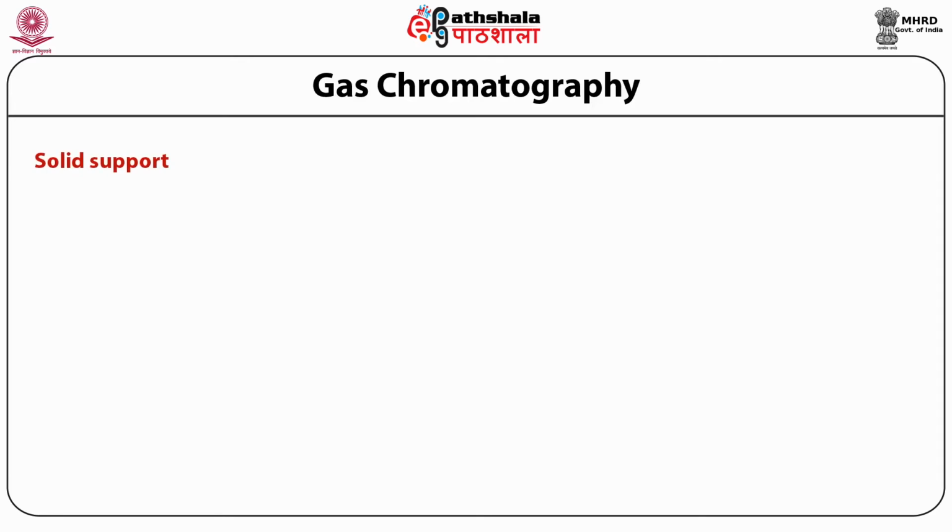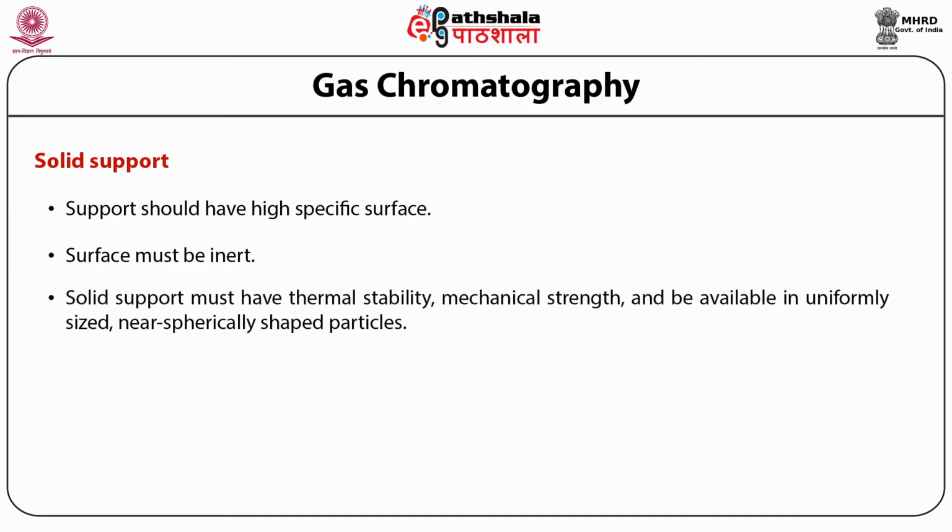The next thing is the solid support on which the liquid is to be coated. The ideal solid support should have a high specific surface, and the surface must be chemically inert, although wettable by the liquid phase, so that the latter will spread in a thin layer of uniform thickness. In addition, the solid support must have thermal stability, mechanical strength, and be available in uniformly sized, near spherically shaped particles. The most commonly used supports are derived from diatomaceous earth, a spongy siliceous material consisting of the skeletal residues of diatoms, a form of microscopic algae.